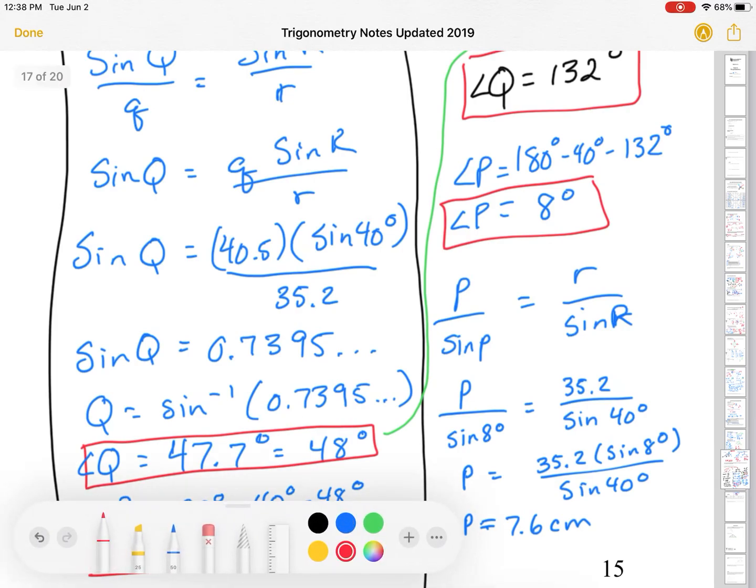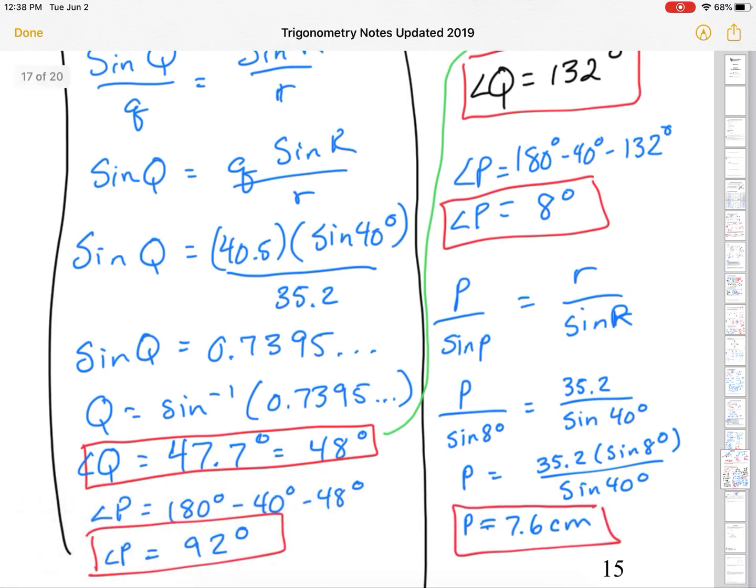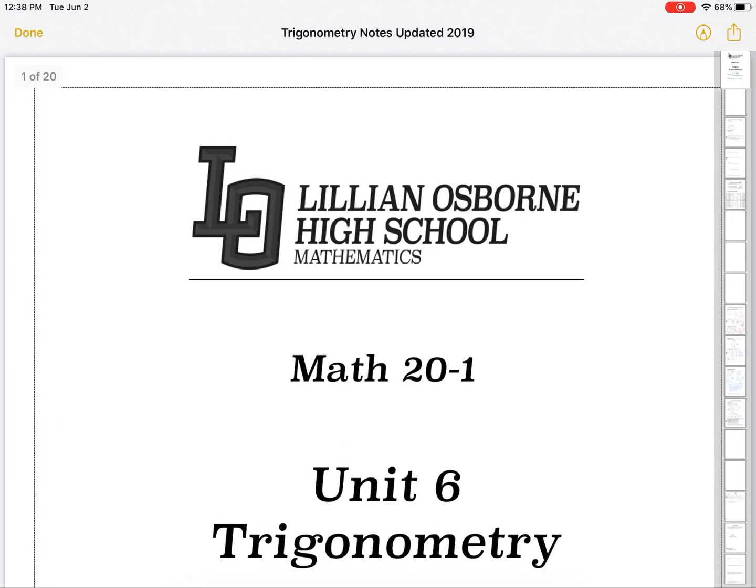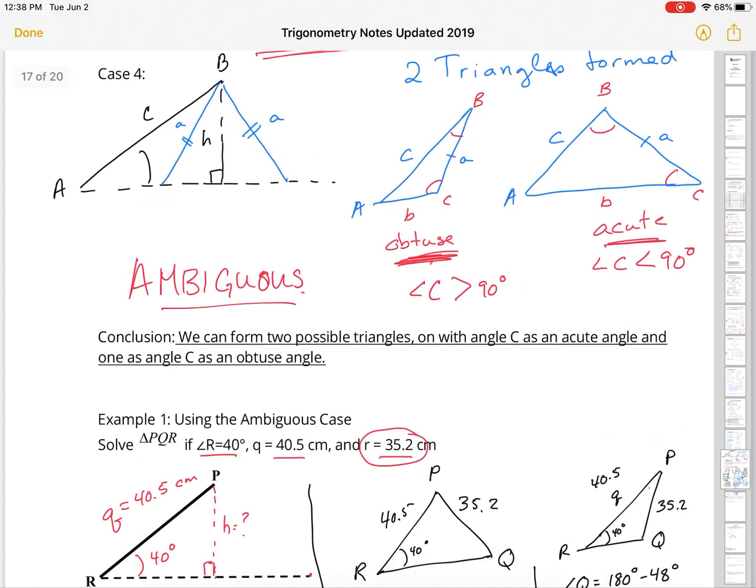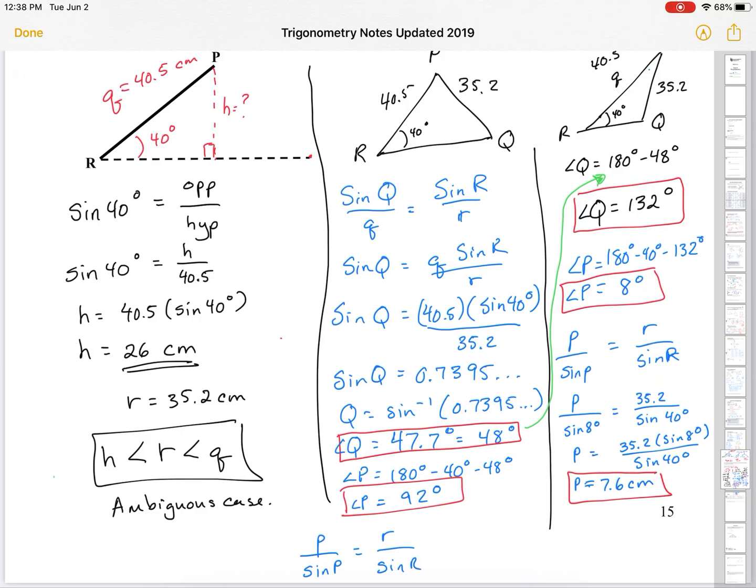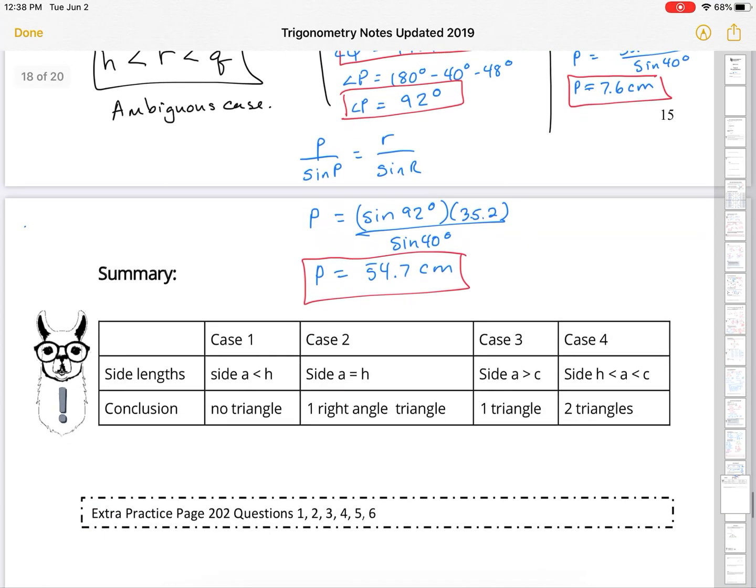7.6 centimeters. Okay, so this doesn't happen all the time. It only happens when we're in that situation. My apologies there. The acronym is telling us when you have an angle side side that you have to test for it. And even sometimes when you test for it, you're going to get the situation where you just have one triangle. But it's important to be aware of the ambiguous case because it can happen.